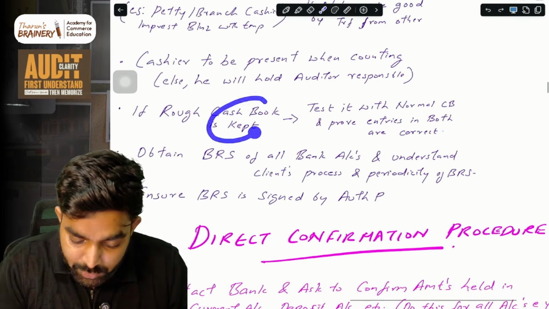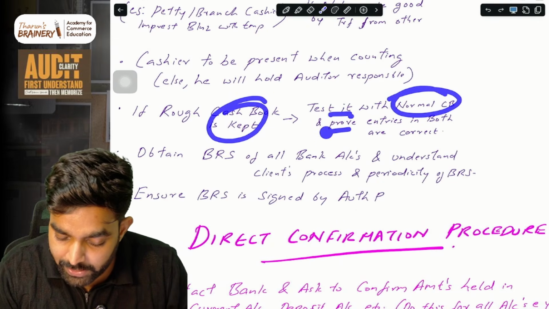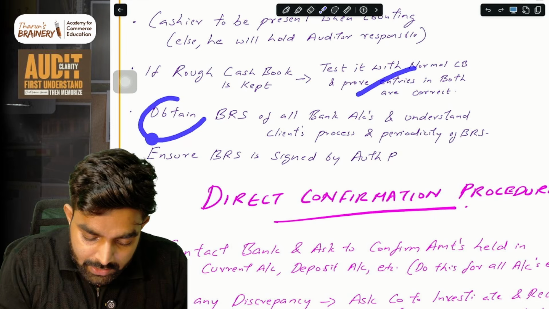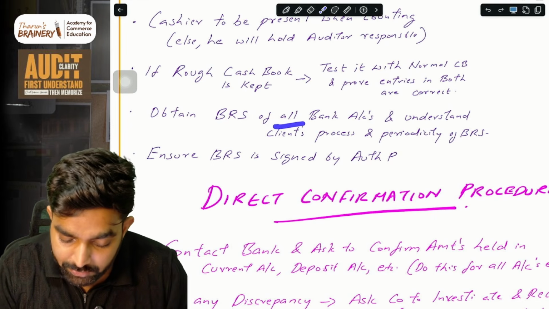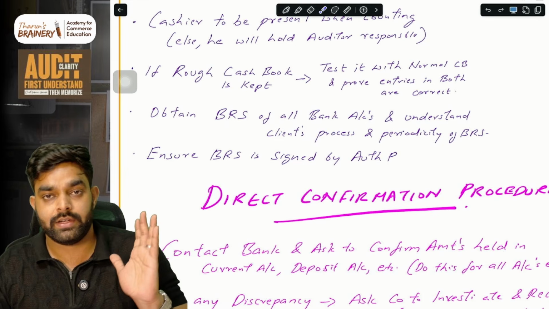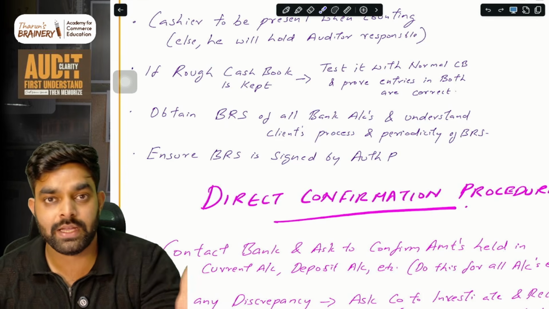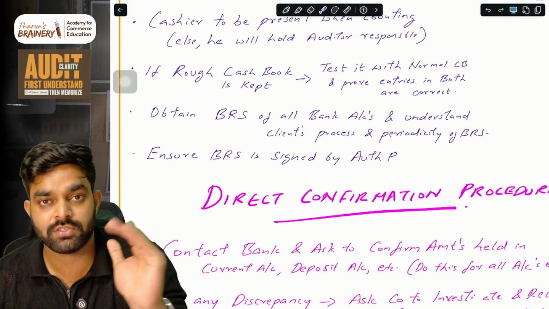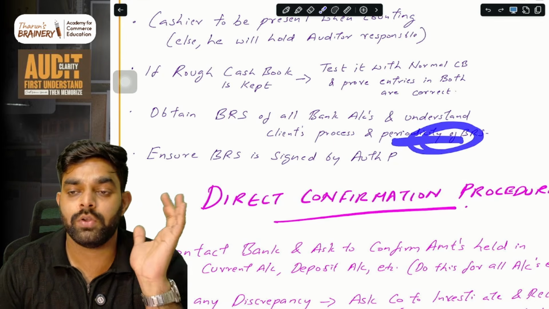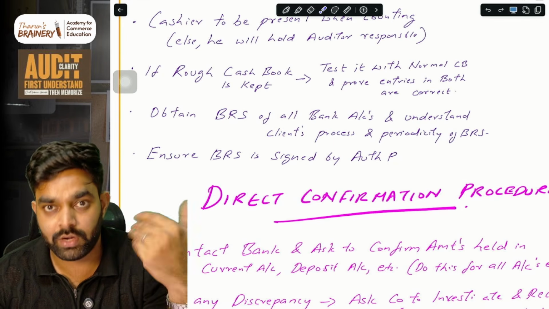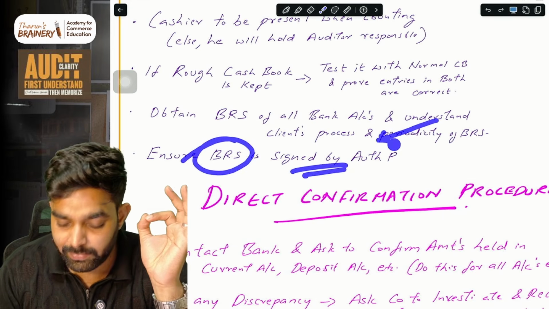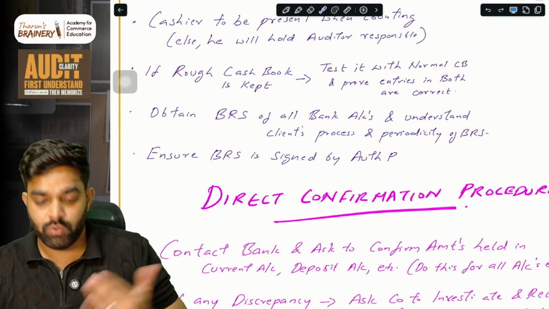Then if a rough cash book is kept, test it with the normal cash book and prove the entries in both are correct. Sometimes a rough book will be there, so test both together. Then obtain the bank reconciliation statement of all the bank accounts and understand the client's process and periodicity of bank reconciliation. If the company has 3 bank accounts, get a bank reconciliation statement of all the accounts, and at what periods they are doing this bank reconciliation, like monthly, quarterly or yearly. Then ensure the bank reconciliation statement is signed by the authorized person, the finance manager, whoever it is.